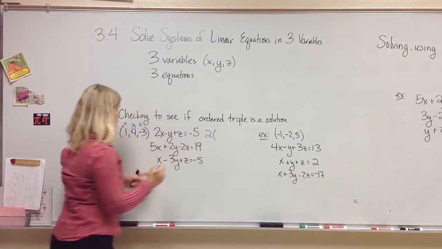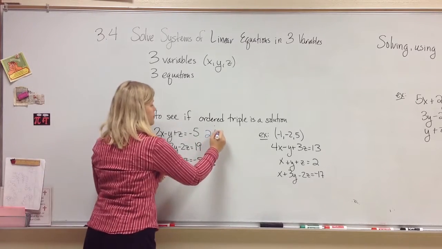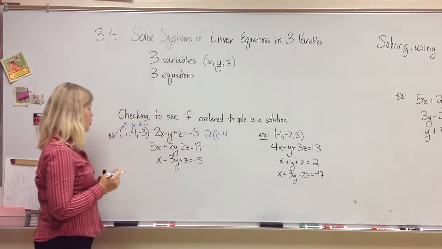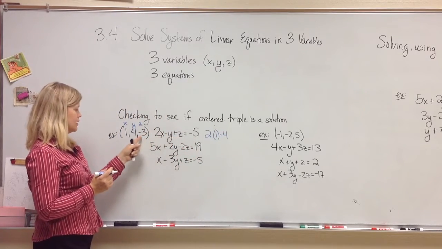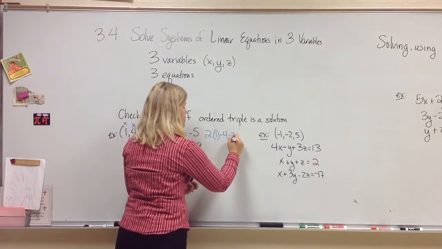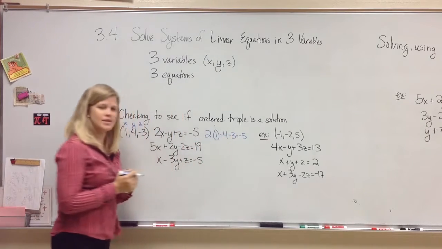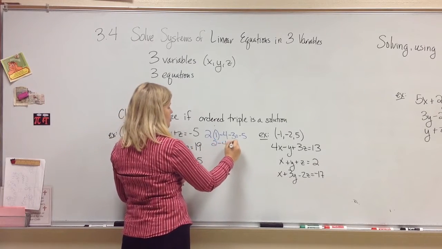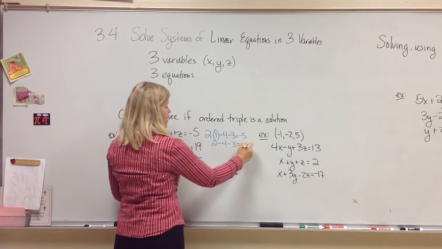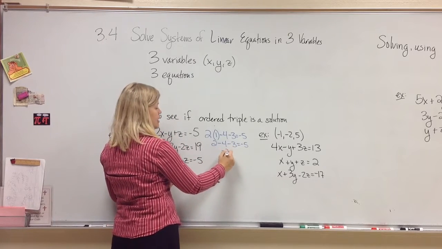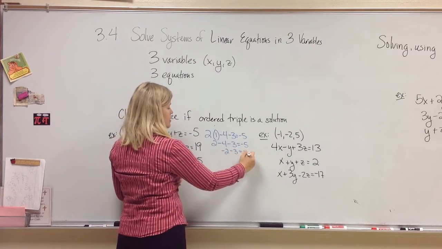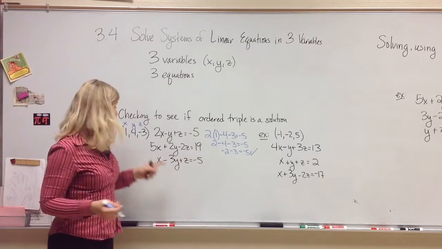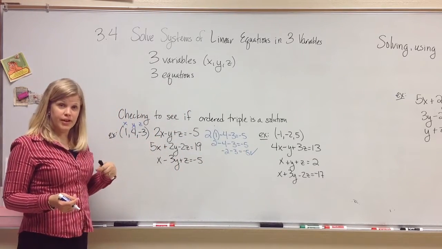So 2 times x, well, let's see, x is 1. Minus y, y is 4. And plus -3, so that's like -3. And we want to see, does that equal -5? Well, let's see. 2 minus 4 minus 3. 2 minus 4 is -2. -2 minus 3 equals -5. It does. It works. It's a solution. So, it satisfies that equation.